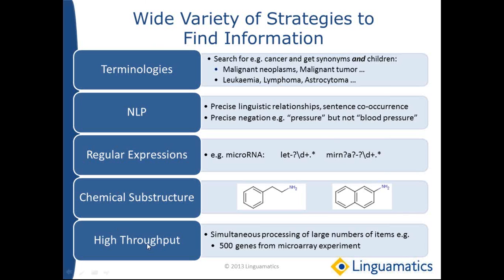But then there's also the aspect that you can do things in a high throughput fashion. So you can put in, for example, a list of 500 genes from a microarray experiment and say, what properties do they have? Is there any information in the literature already about those particular genes and relationships to diseases? So that high throughput aspect is an important part of using text mining. And it means you can use text mining in automated workflows, for example, with Pipeline Pilot and KNIME.